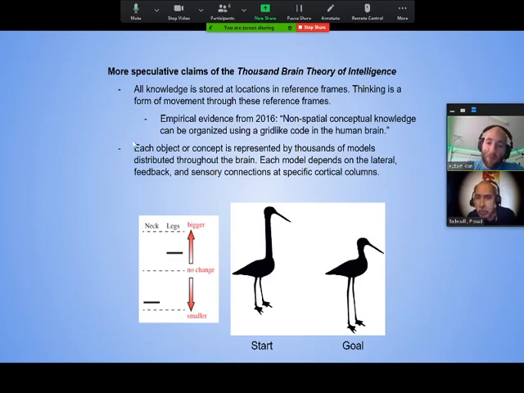And then this last point, and I think we're done. Each object, this is where it gets the name, the Thousand Brains Theory of Intelligence, is that each object or concept is represented by thousands of models distributed throughout the brain. Each of these models would be like a cortical column, and the objects that it can recognize depends on the lateral, the feedback connections, and the sensory connections at that specific cortical column. I think I'll end it there.